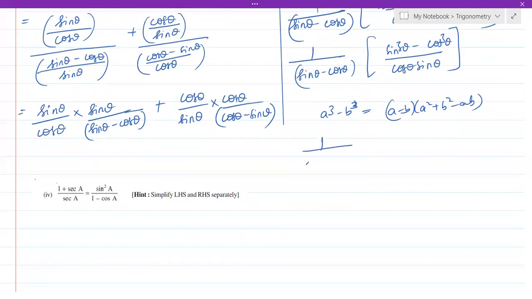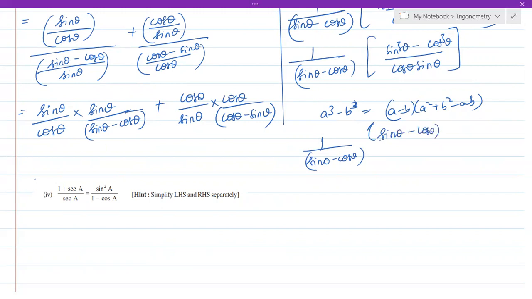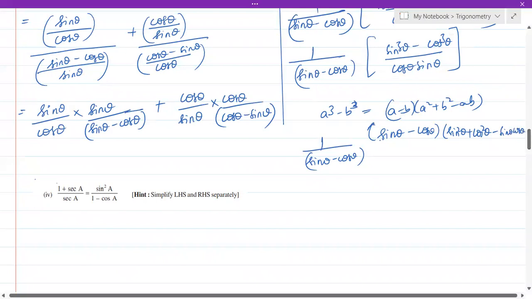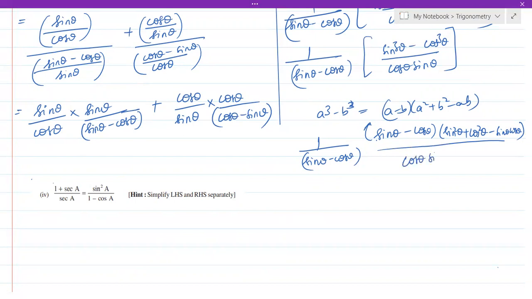1 by sine theta minus cos theta, a cube minus b cube. A cube minus b cube is a minus b, that is, a is sine theta, b is cos theta, into a square, that is sine square theta, plus b square, cos square theta, minus ab. So it becomes minus sine theta cos theta. Okay, let me shift it a bit. So divided by, I've just used the a cube minus b cube formula, divided by cos theta sine theta.